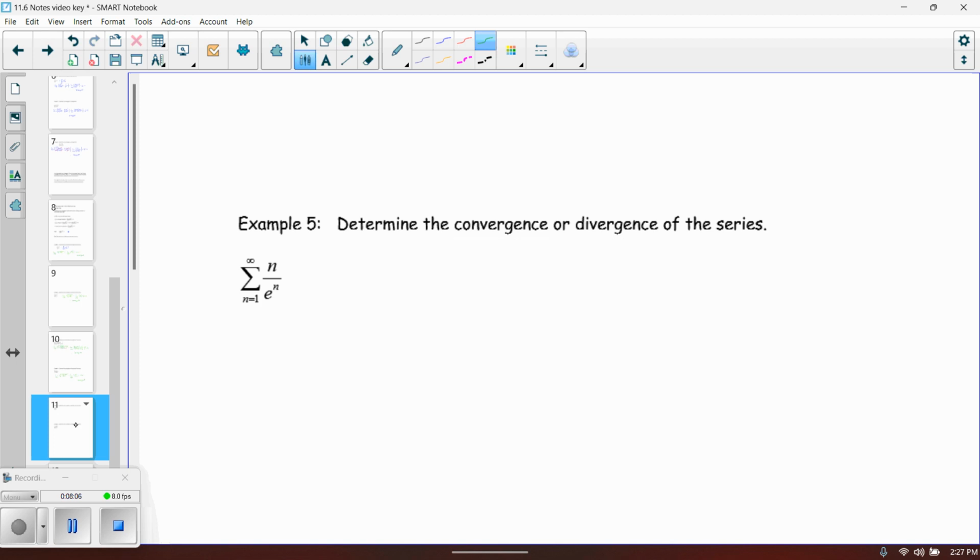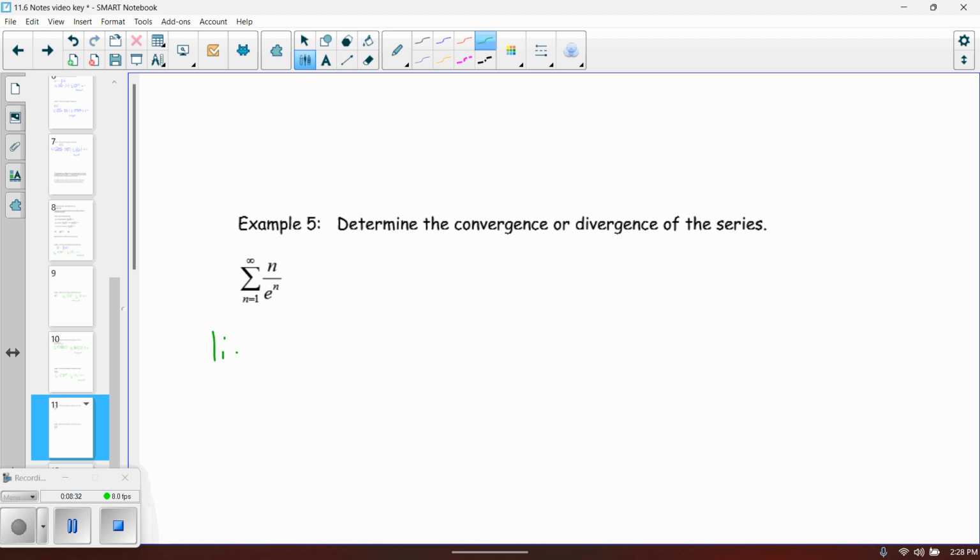Okay, so the next one. The next one is a little bit different, because everything has to be raised to the nth power. Well, the numerator n is not being raised to the nth power. I can't just say that it's now n over e to the n, because the n itself is not being raised to the nth power. But this is where that special note comes into play. So we're still going to use the root test, and this is how we're going to do it.